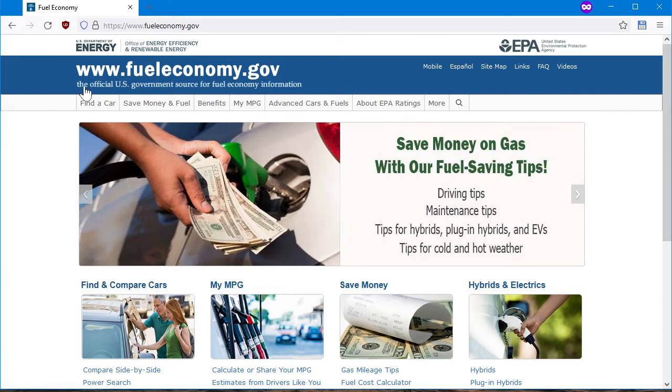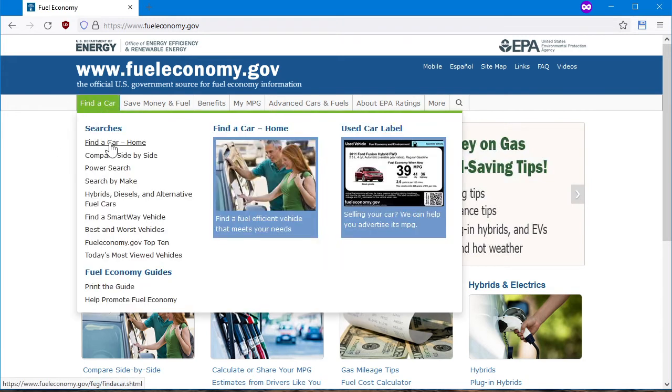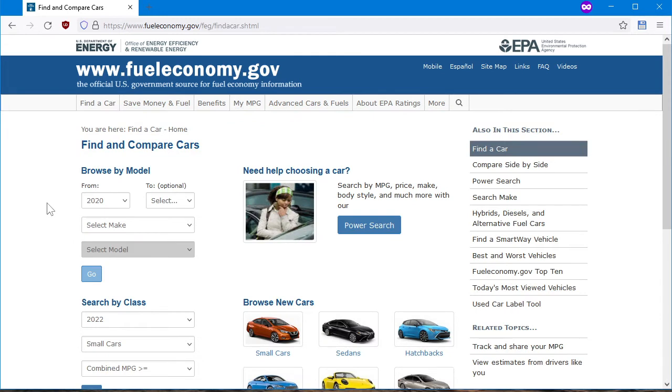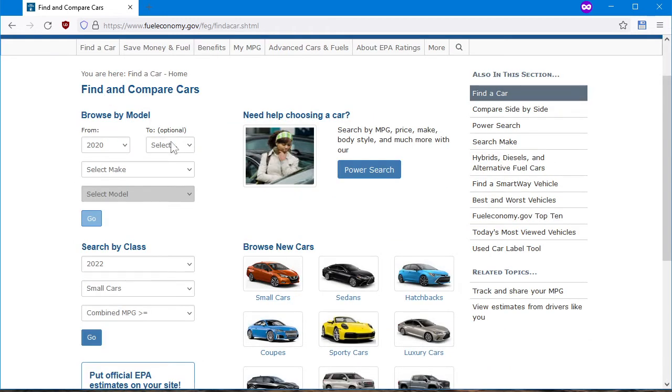Fueleconomy.gov. Find a car. And because we're Americans, we're going to look up the Ford F-150.